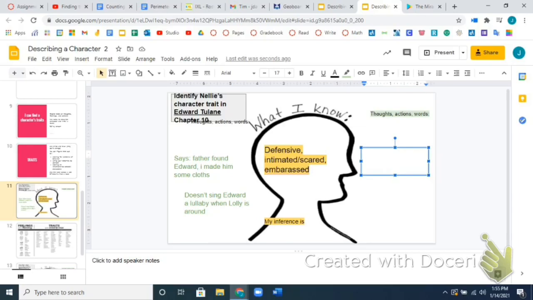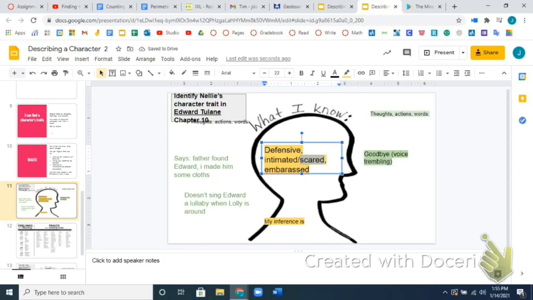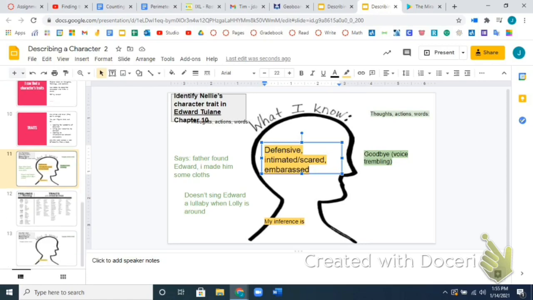Okay, so Nellie doesn't talk to her very well. She kind of says, "Oh, goodbye," voice trembling. So again, she seems kind of scared of her daughter. She doesn't seem to be sticking up for herself or the thing that she likes and cares about, right?